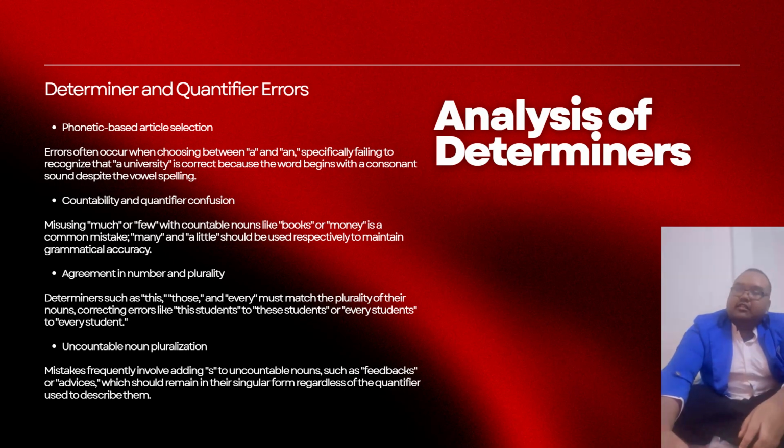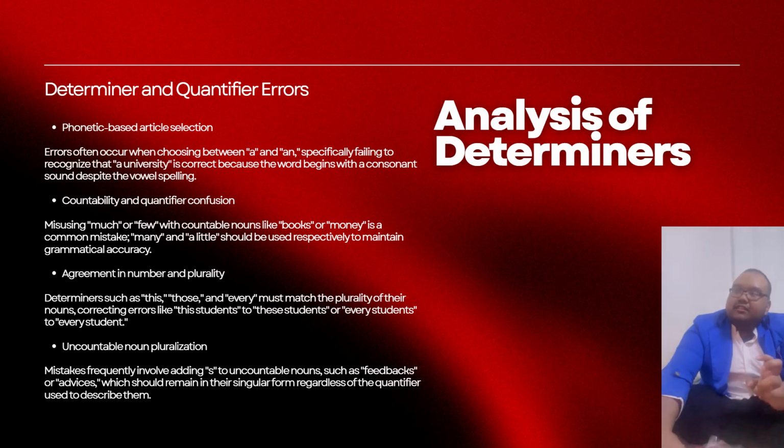Now, for the analysis of determiner and quantifier errors. Phonemic-based article selection: errors often occur when choosing between a and an, specifically failing to recognize that a university is correct because the word begins with a consonant sound despite the vowel spelling.